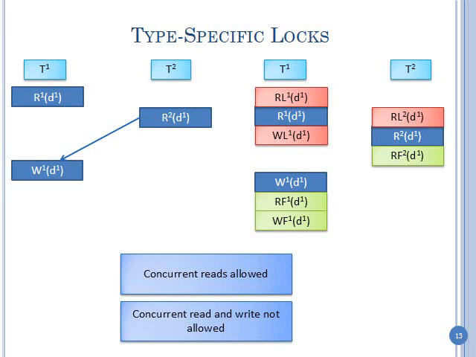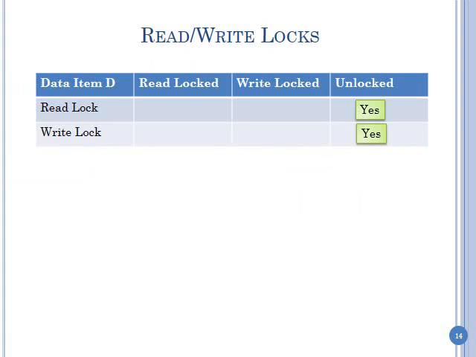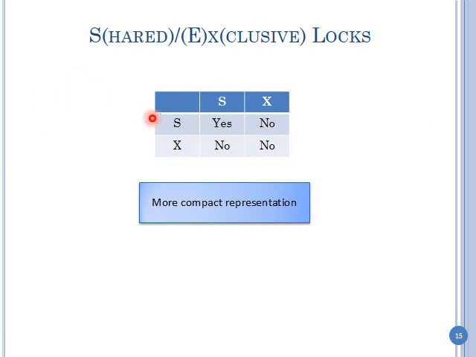Okay. So we have multiple lock types. Our semantics are, of course, if the item is unlocked and we want the read lock or write lock, we get the lock. That's obvious. If it's read locked and you ask for read lock, yes. If it's write locked and you ask for read lock, for the same reason, no. This is more compactly represented as shared lock and exclusive locks. Shared, yes. Wherever there's an X, you say no. Okay?